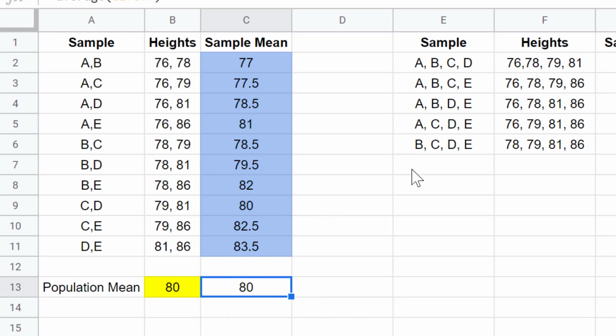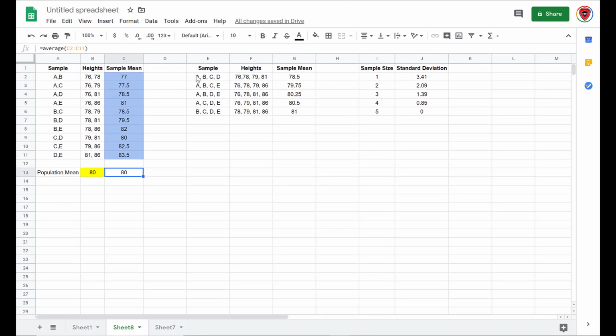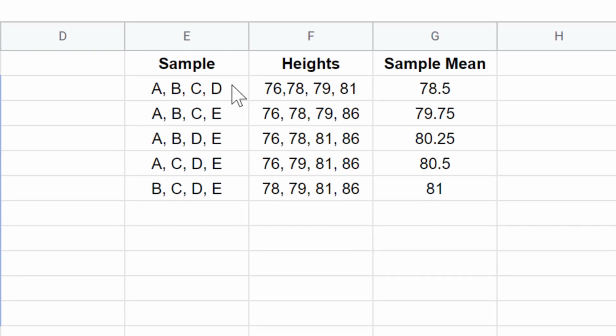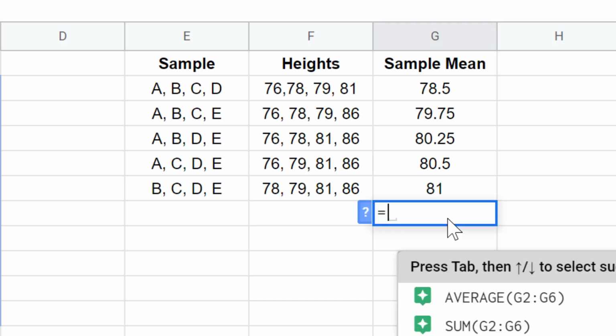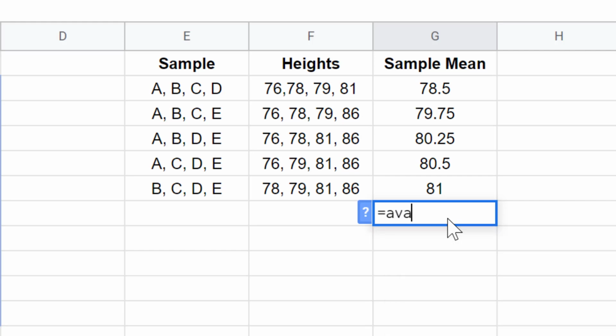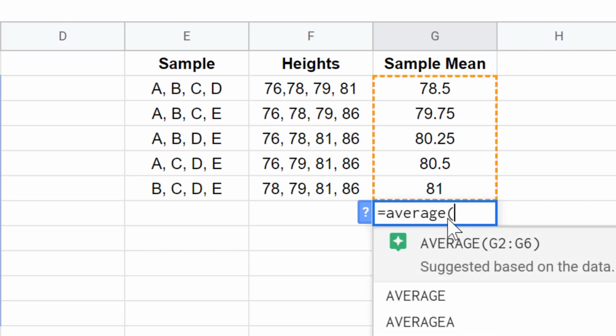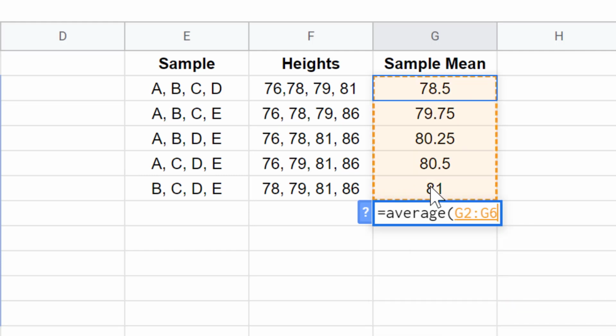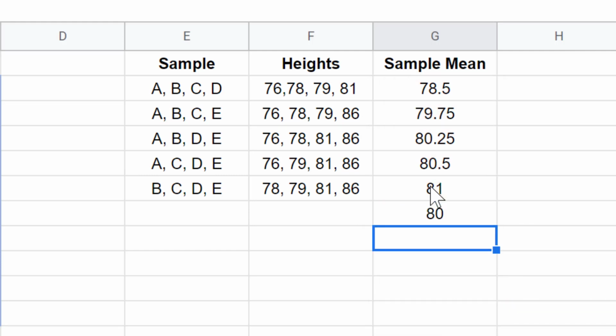Part C asks you to repeat the same process for samples of size 4. And again, I'm reusing the step that we have done in the previous set of notes. We already computed the samples of size 4. We found each one of their individual means, and now we want to come up with the mean of the sample mean. So again, it's average. We're going to highlight all of those sample means, and we get 80.